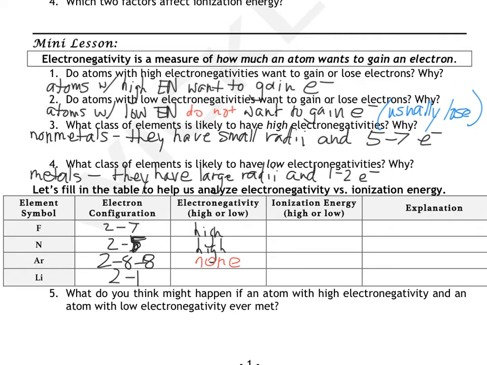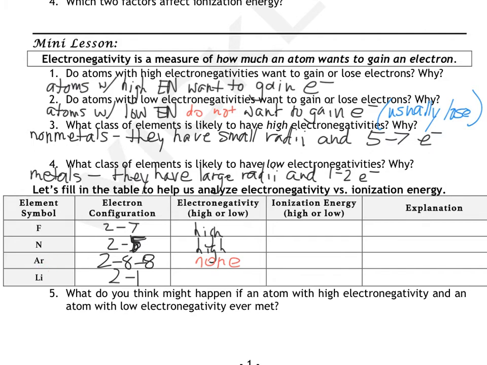But I do want to point out something I alluded to earlier, where I said, up here in number 2, do atoms with low electronegativities want to gain or lose electrons? And this atom has a really low electronegativity at 0, but it definitely doesn't want to gain electrons, but it also doesn't want to lose electrons. It wants to stay exactly where it is. So that's why I said that atoms with low electronegativities usually want to lose electrons, if I'm talking about a metal. But if I'm talking about a noble gas like argon, then absolutely not.